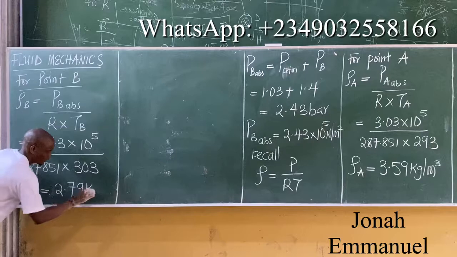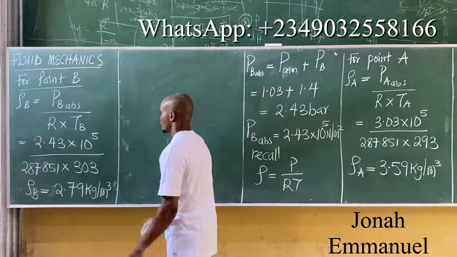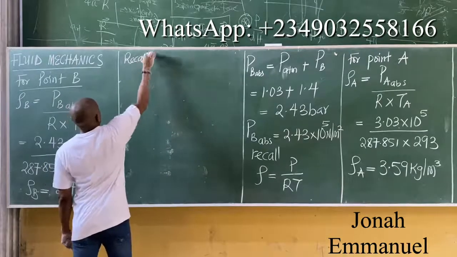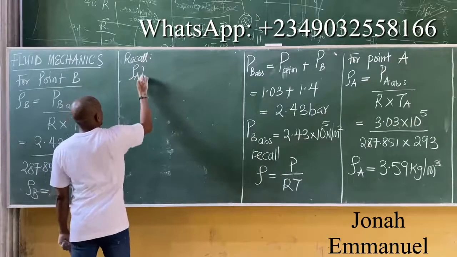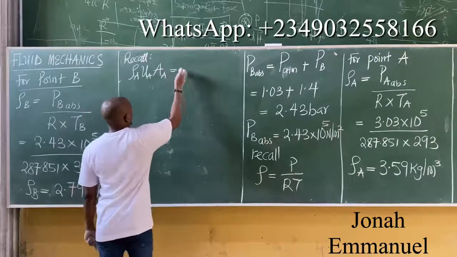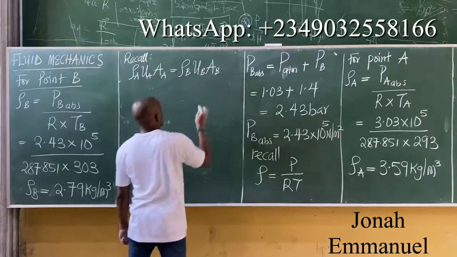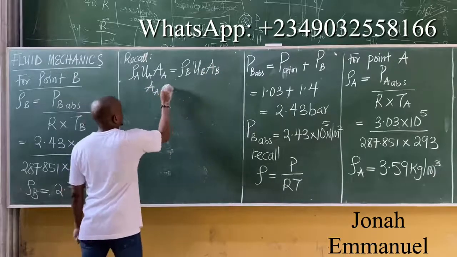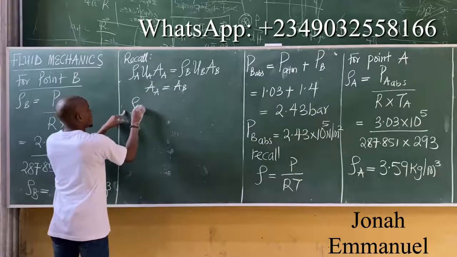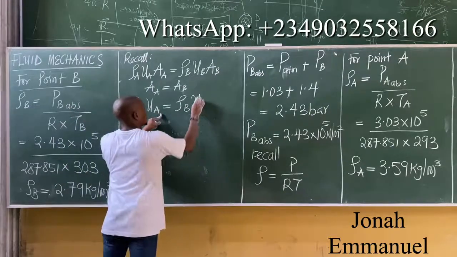9 kilogram per meter cube. So I have this one. Therefore, from here, also record that we say rho A UA AA is equal to rho B UB AB. Well, we said AA is equal to AB, so they cancel out. So I'm now left with rho A UA is equal to rho B UB.